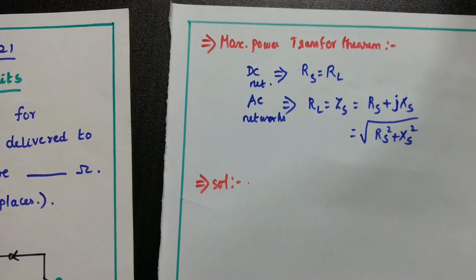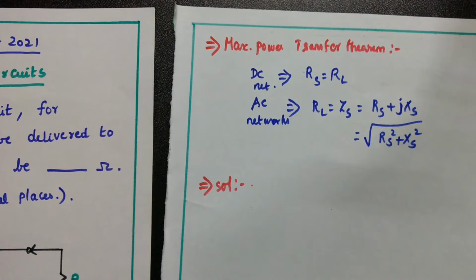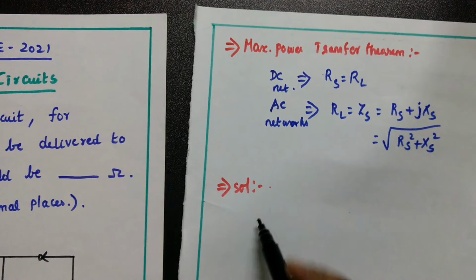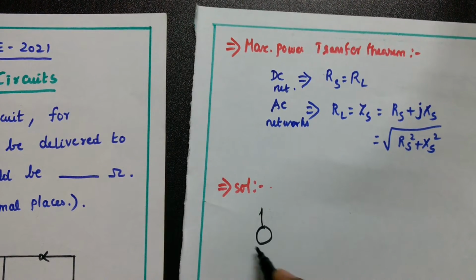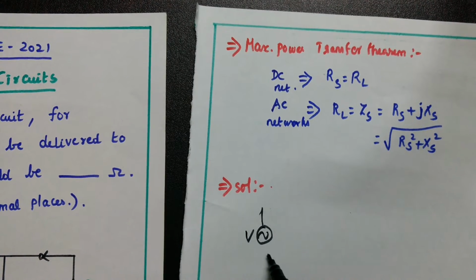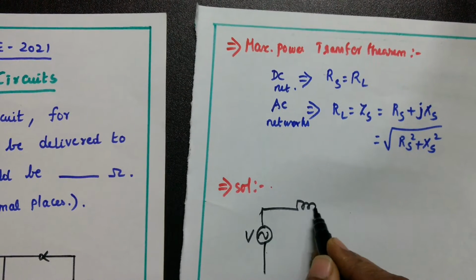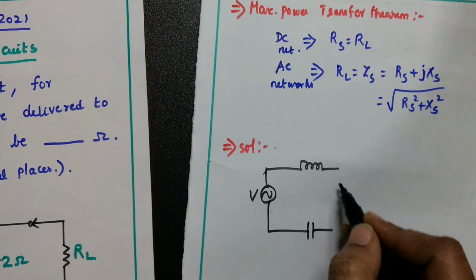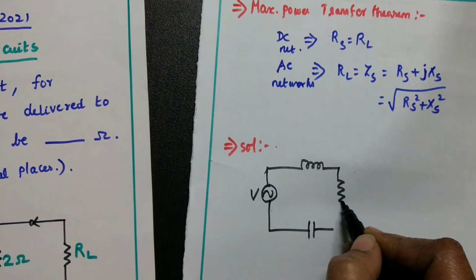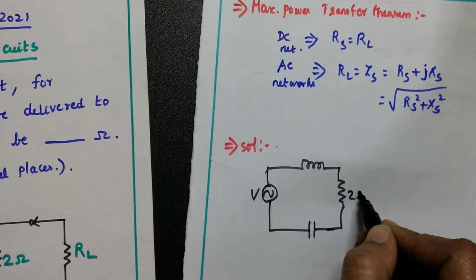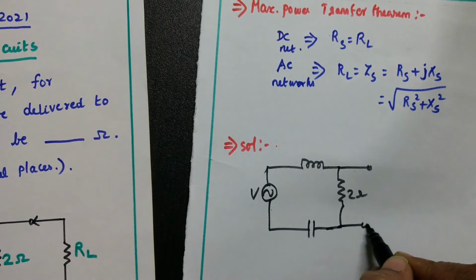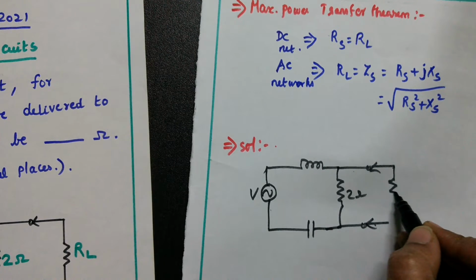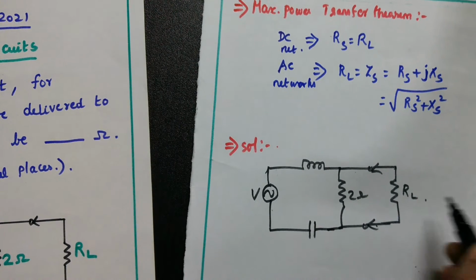Here omega is given, so we will convert the circuit into the omega domain first. The given voltage, inductance, capacitance, and resistance of 2 ohms are shown, and these are the terminals. The load resistance R is connected across these terminals.